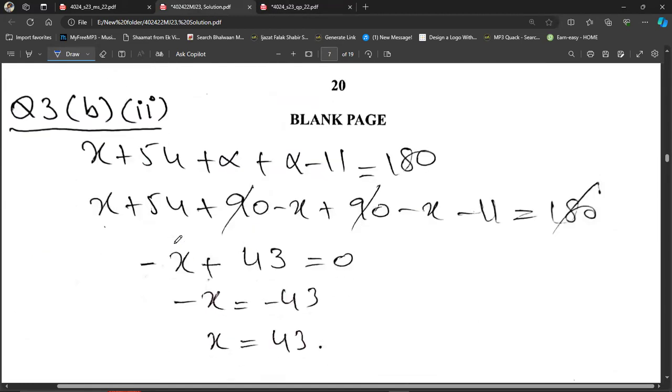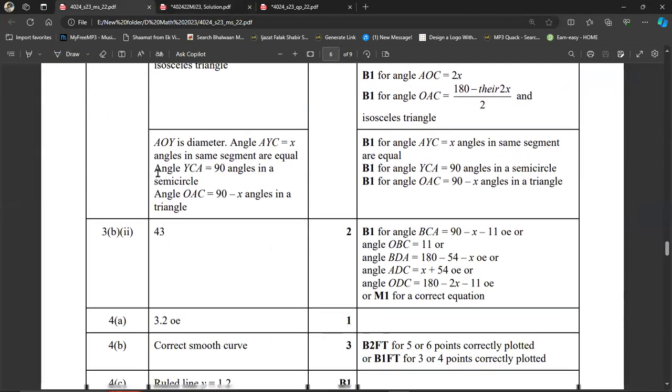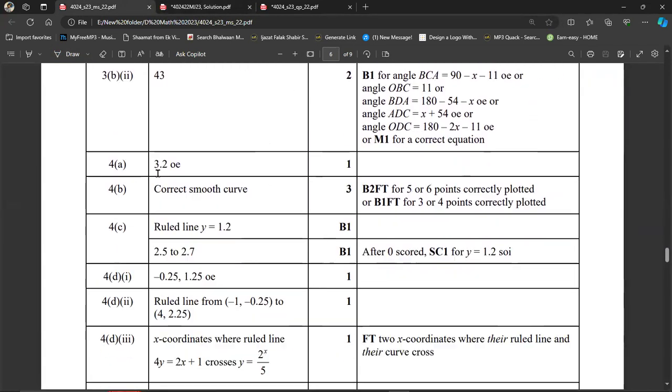Let me show you. So here we have x plus 54 plus alpha minus 11 is equal to 180. So x plus 54, in the place of alpha, I will write 90 minus x, and in the next alpha place, I will write 90 minus x. And then we have minus 11 equals 180. So this 90 and this 180 will be cancelled. So you will have minus x plus 43 is equal to 0. Minus x will be equal to minus 43. Minus will be cancelled. So x will be equal to 43.